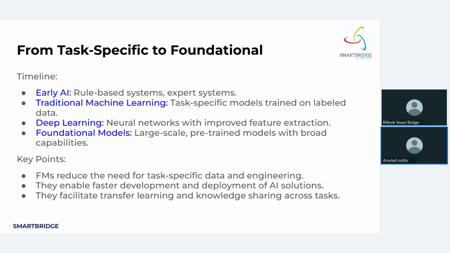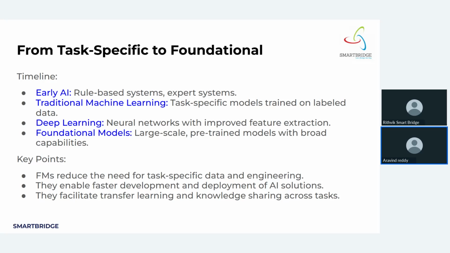Timelines: early AI was rule-based systems and expert systems. Rule-based means it follows some instructions and works like a bot. It is not going to give extra information or suggestions. Then traditional machine learning came into the picture as task-specific models trained on labeled data. It could make predictions, predicting a number of things based on past data. Labeled data means it uses supervised learning to be trained.